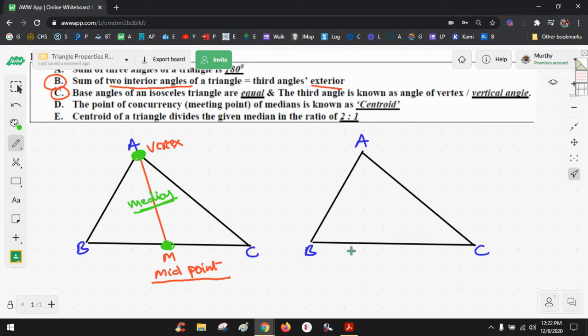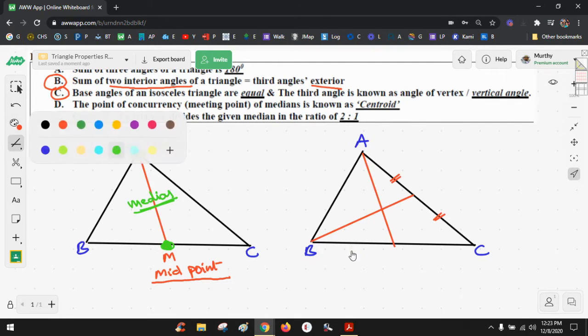This is known as a median. Now, I'm taking, let's say, one median from point A to its opposite side BC in the second diagram, and I'm drawing a median from point B. Please remember, median means the line segment that is drawn from one of the vertices. So B is another vertex, and that is drawn to AC, and it is dividing AC into two equal halves.